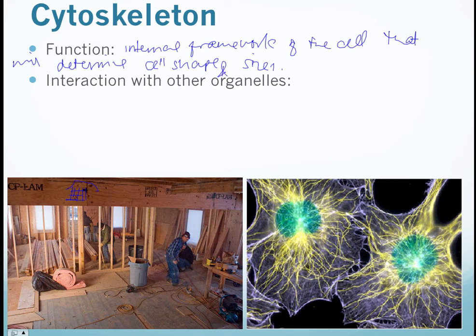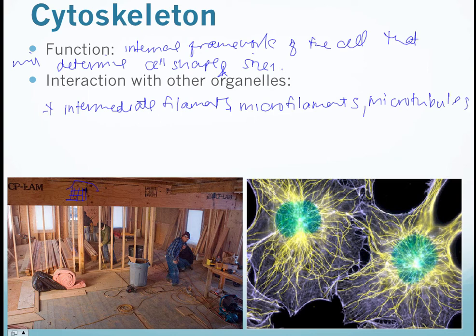Now, other things it can do, so we have 3 different types of cytoskeleton. You can briefly read them, but I'm not going to really quiz you on them. Those are going to be intermediate filaments, microfilaments, and microtubules.